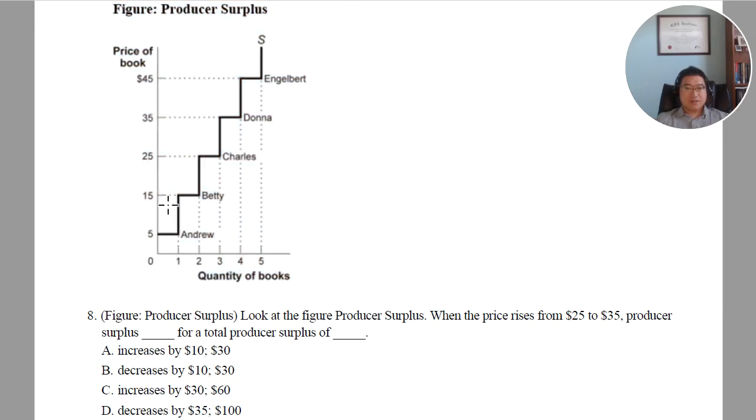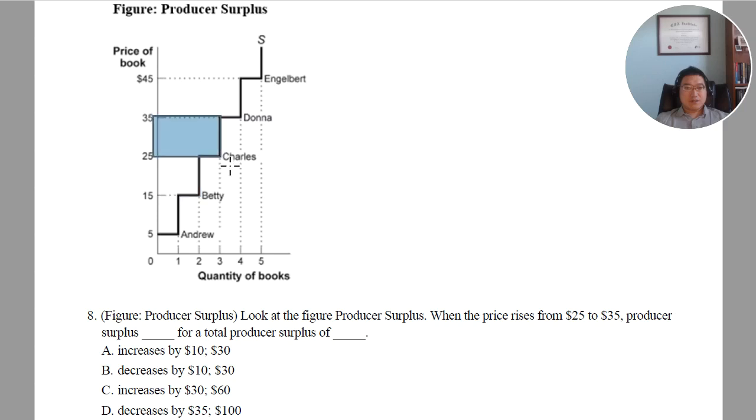Okay, this is 10. And then the next step, right? If the market price goes to 25, you have 2 units sold. We have an area like this on top of the first 10. This one is actually 20, because the height is 25 minus 15, which is 10, and then you have 2 units, 1 and 2. So this area is 2 times 10, which is 20.